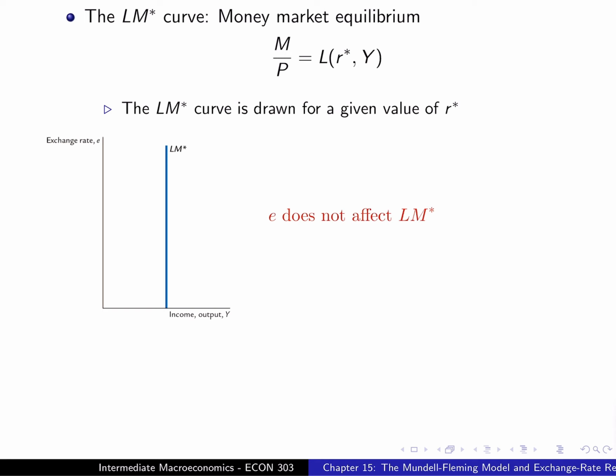Why is the LM star curve vertical? Because in this model, the nominal exchange rate E does not affect the money market. Only output Y and real money balances M over P matter for determining equilibrium in the money market.